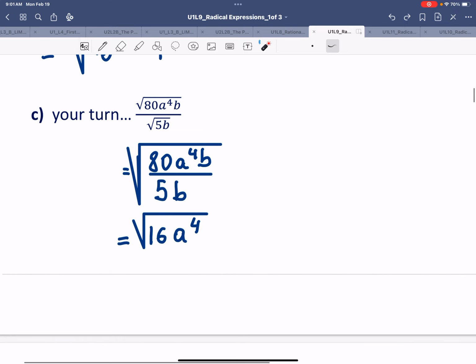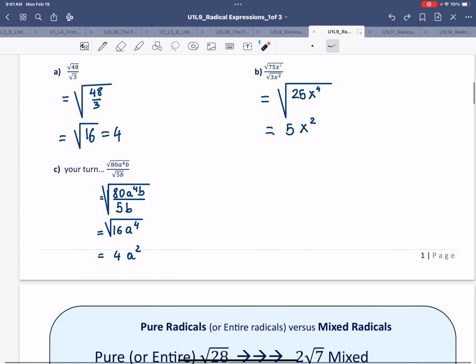So we can simplify a little more, because we have the square root of 16 times a to the 4, which is basically the square root of 16 times the square root of a to the power of 4. Square root of 16 is 4. Square root of a to the 4 is a squared, and that would be the answer.